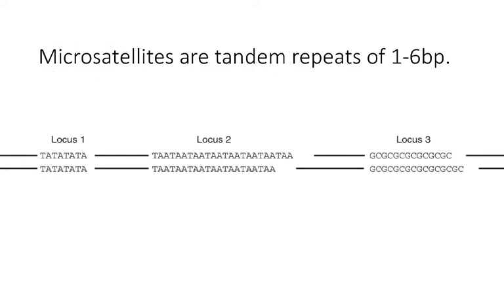And what these microsatellites are, they're tandem repeats of 1 to 6 base pairs. In this image here, each of these loci is a different microsatellite. So here we're looking at examples of 3 different microsatellites. And like we said, they're tandem repeats of base pairs. At locus 1 here, this is a TA repeat. And if we look, it's repeated 1, 2, 3, 4 times. So the way that we would write that is we have that TA sequence, repeated 4 times.